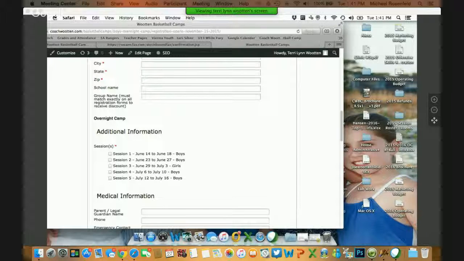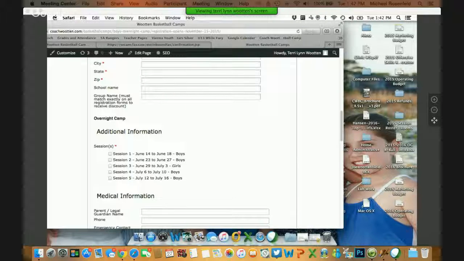So when 5 people enter the last name Wooten under group name and they spell it exactly the same, the 5th person will then start to allow those people to accumulate a group discount. So this is where those group discounts play a factor. Individual parents of a child create their own group. They have to communicate on their own to other parents what the group is so that they all use the same group.